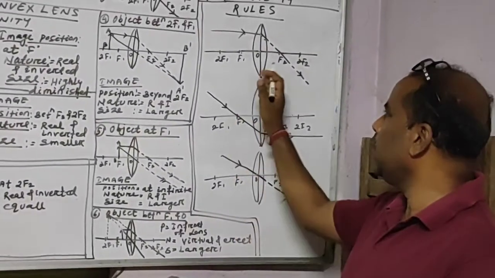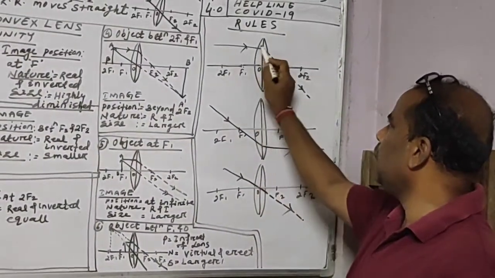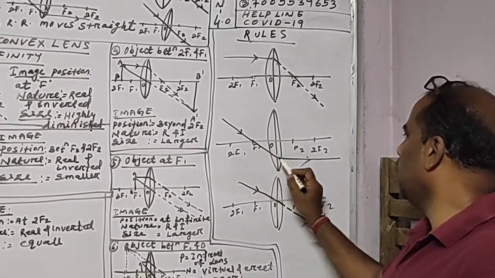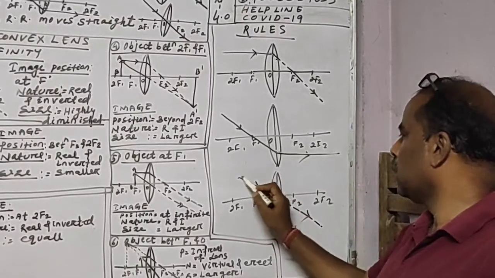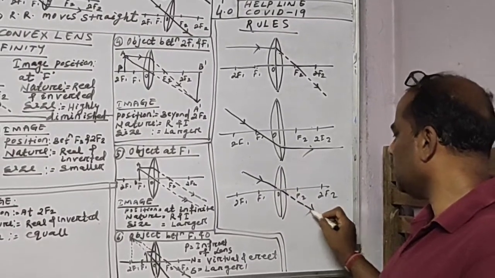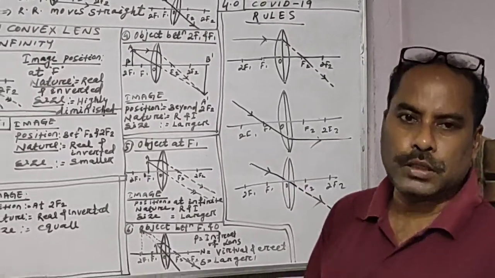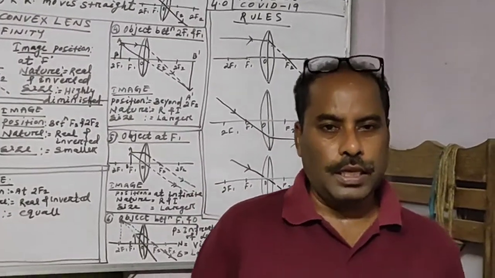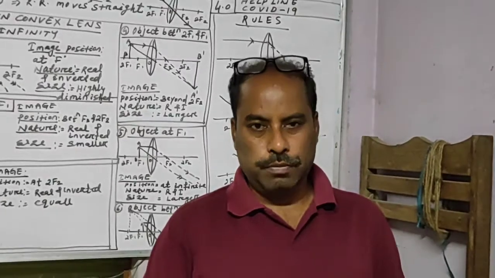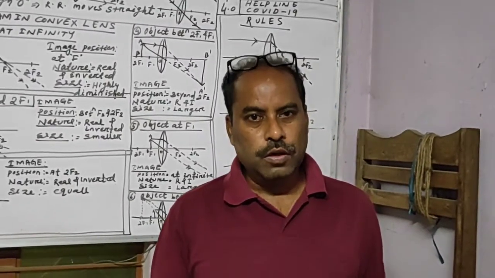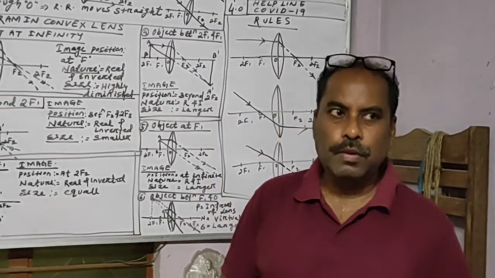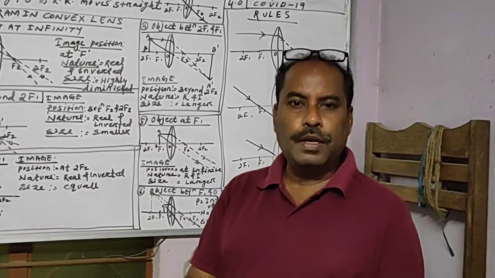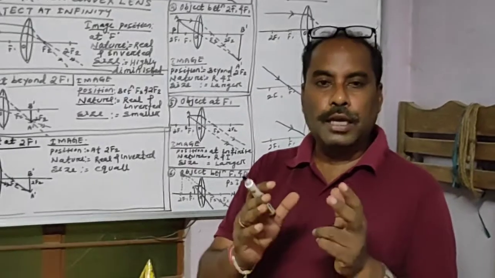So these are the three rules: parallel to the principal axis through F2, through F1 parallel to the principal axis, through the optical center straightaway it will pass out. These are the three rules for the convex lens for a diagram. I think clear? Okay.